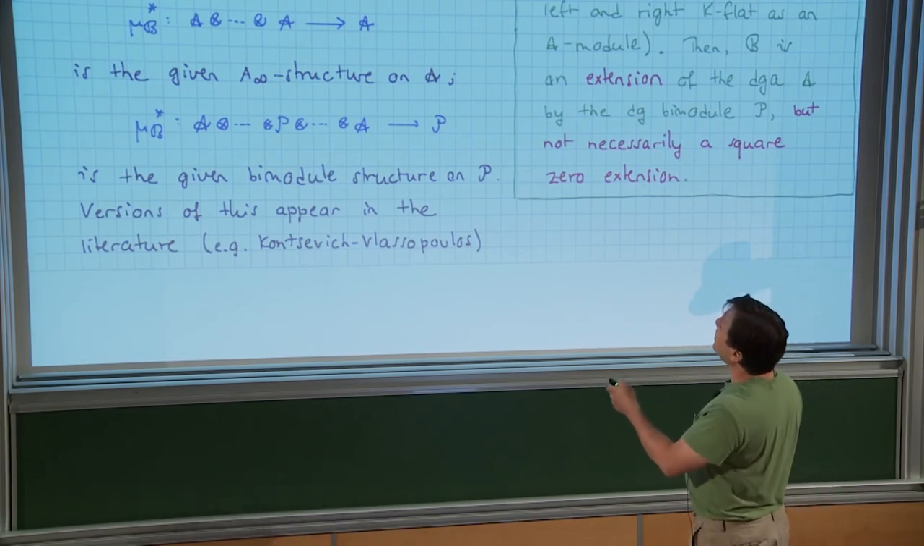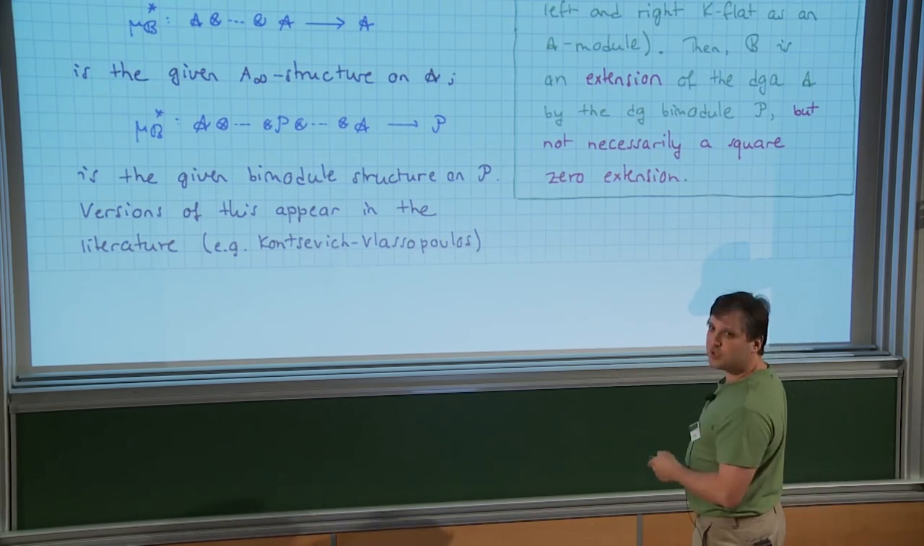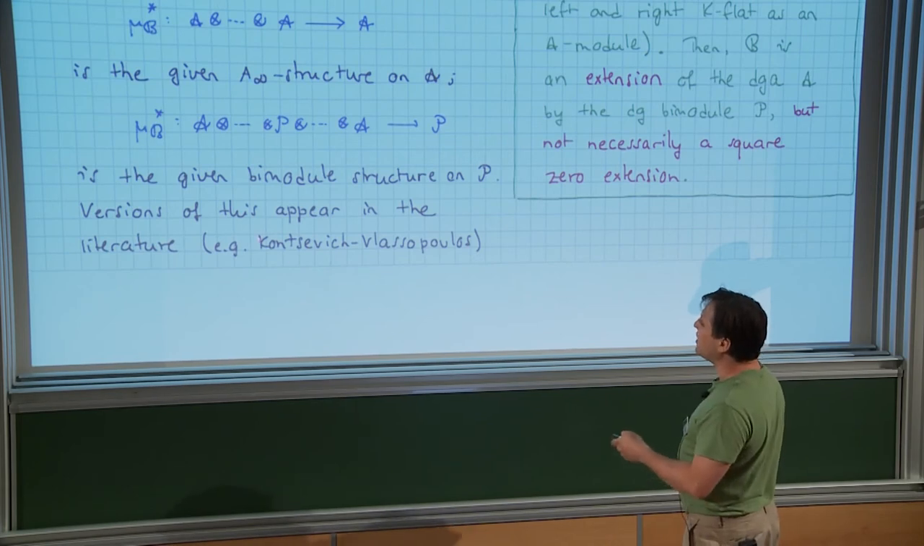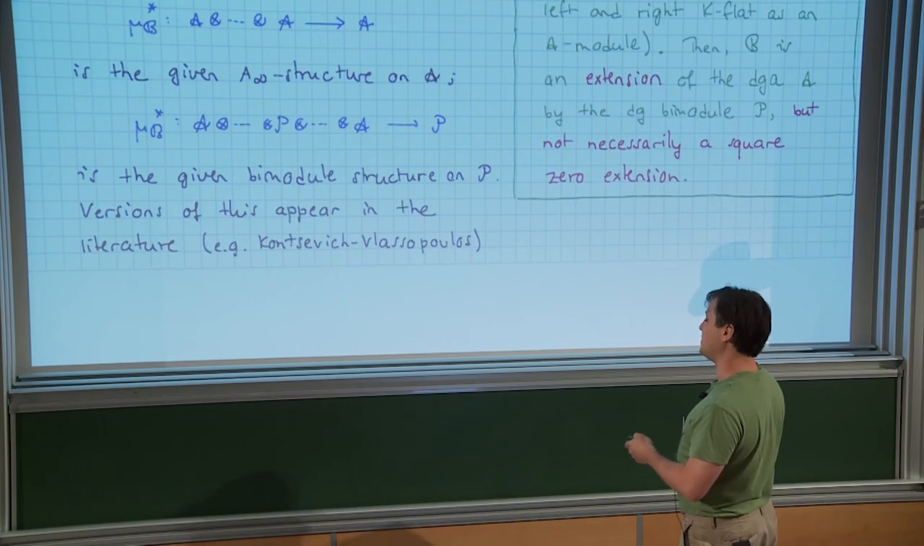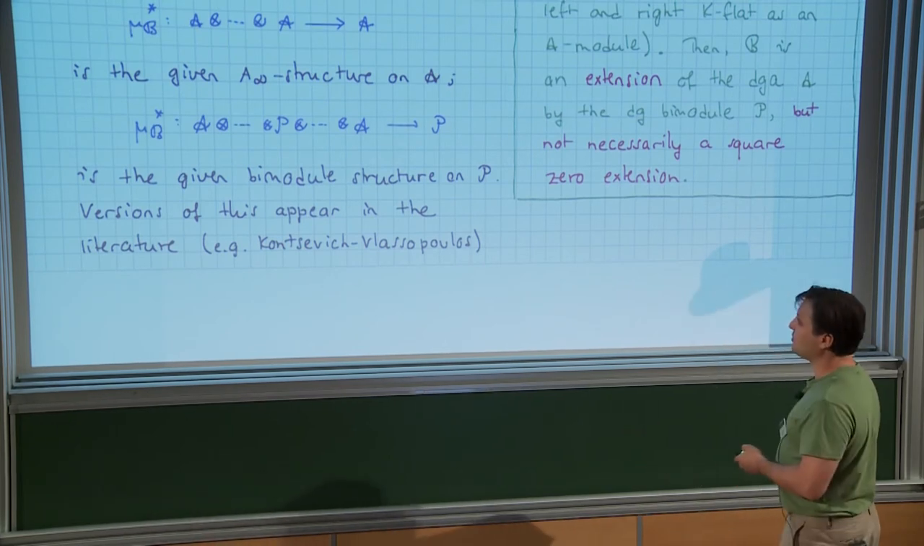So this thing here, I decided now to call a non-commutative divisor, but it's not entirely new. There's a version of this where P is the dual diagonal bimodule, which, for instance, appears in Kontsevich, Vlassopoulos.